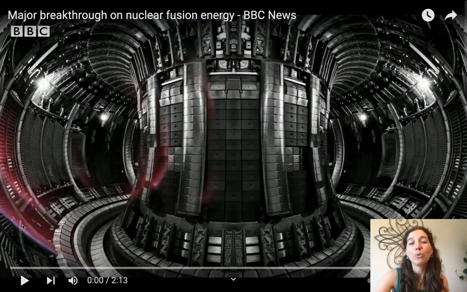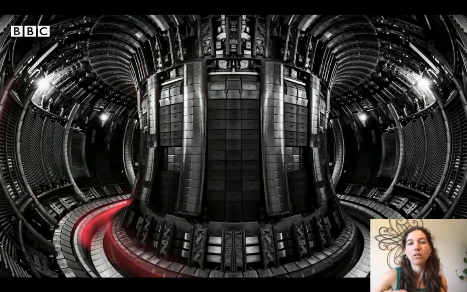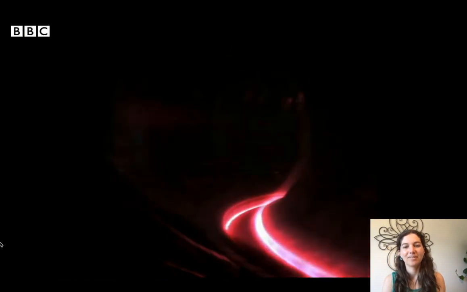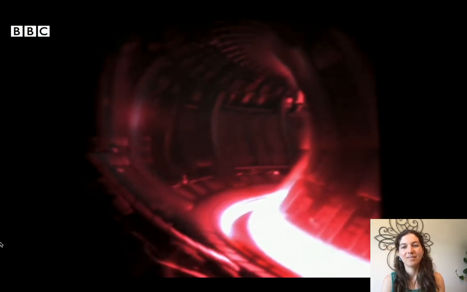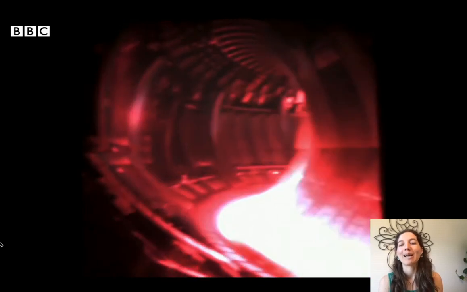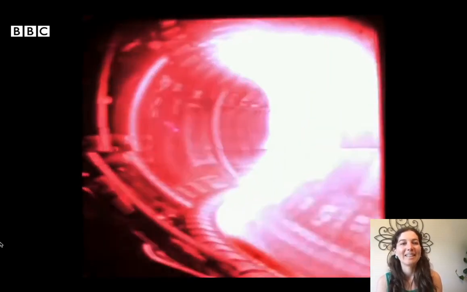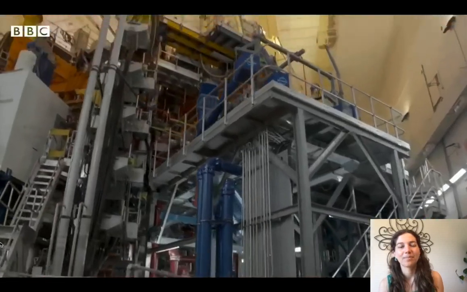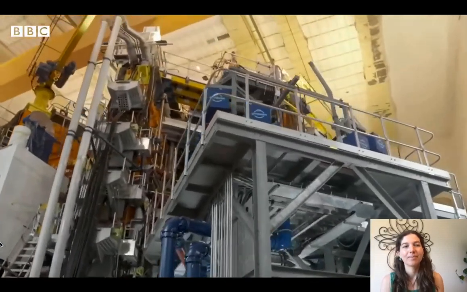So I'm going to show you the reaction inside of the tokamak. 2, 1, 0. This is the record-breaking reaction. It is more than 150 million degrees centigrade. It's super hot. It's called a burning plasma. 10 times hotter than the heart of the sun. And it happened here, the world's most powerful fusion plant, Jet Fusion, in Culham in Oxfordshire.